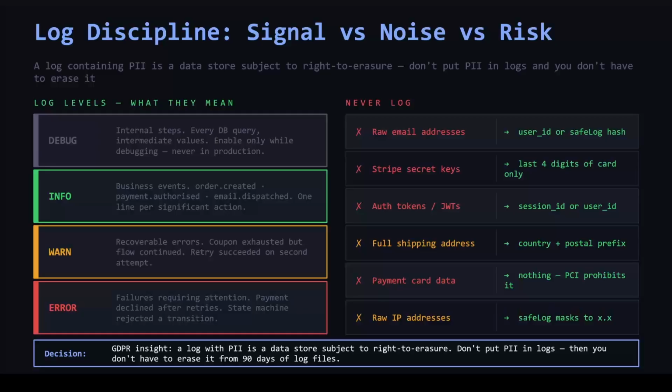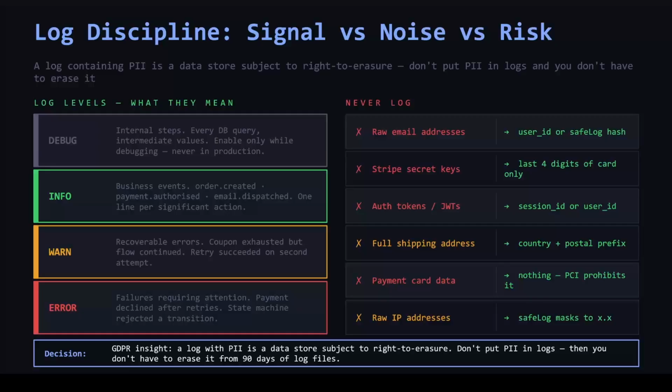Things we should probably never log, right? We don't log raw email addresses. Use user ID or the safeLog hash. The Stripe secret keys: log last 4 digits of card only. Auth tokens and JWTs: use session ID or user ID. Full shipping addresses: country and postal prefix only. Payment card data, nothing. PCI prohibits it. Raw IP addresses, safeLog masks to x.x automatically.